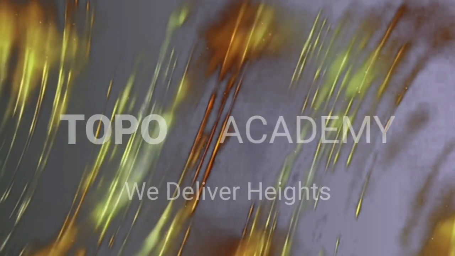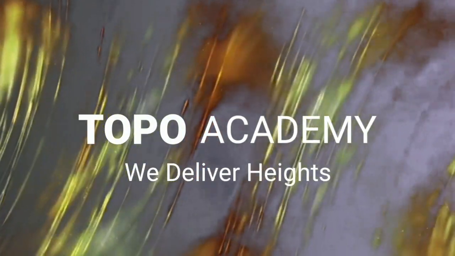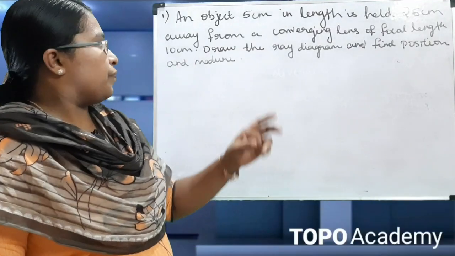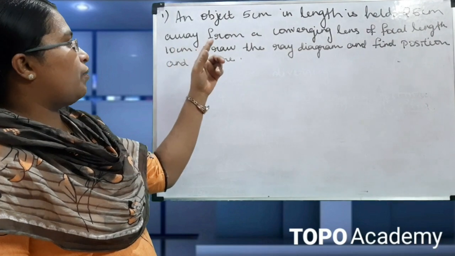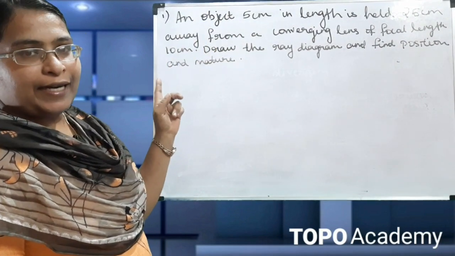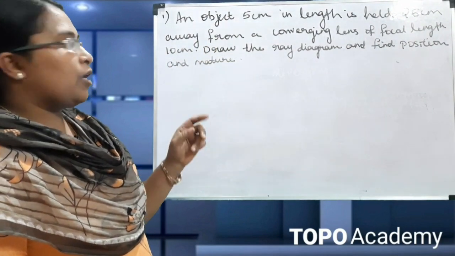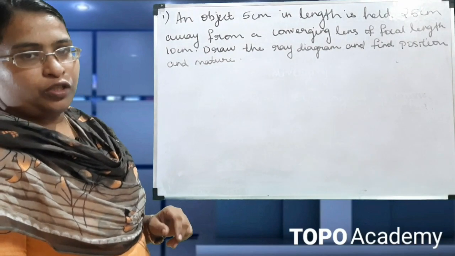In today's session, we are going to discuss some problems related to concave lens and convex lens. So the first problem: an object 5 cm in length is held 25 cm away from a converging lens of focal length 10 cm. Draw the ray diagram and find the position and nature.